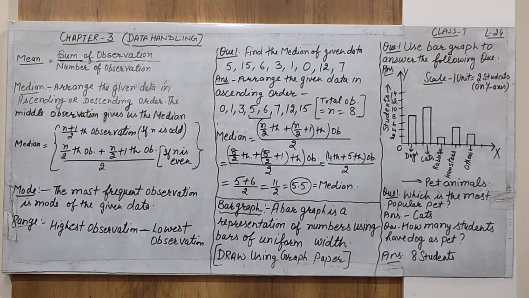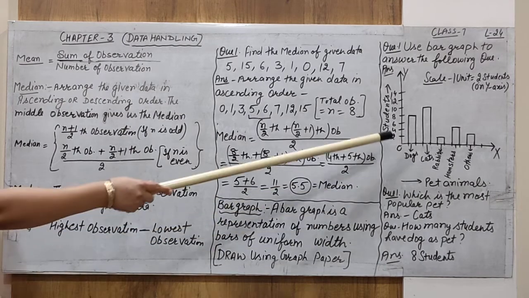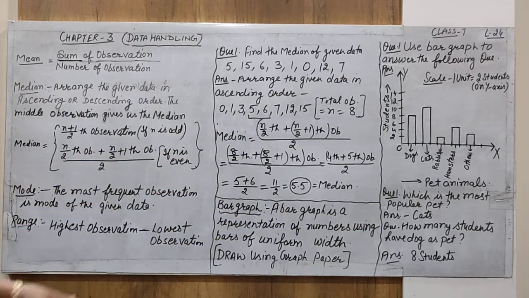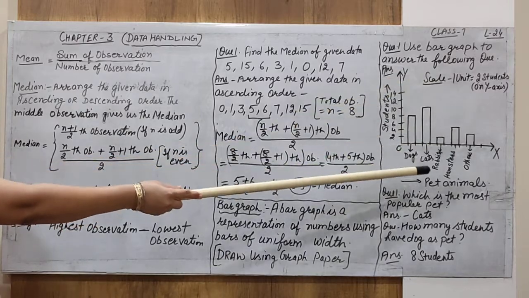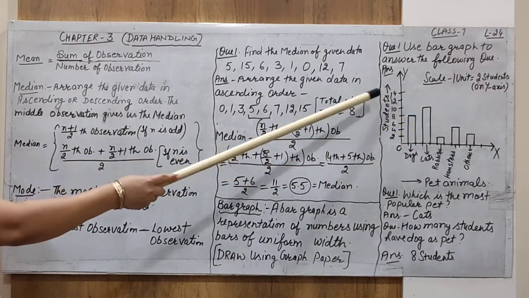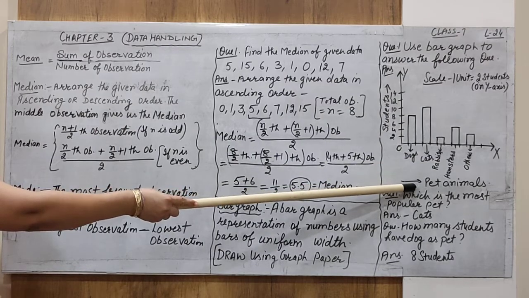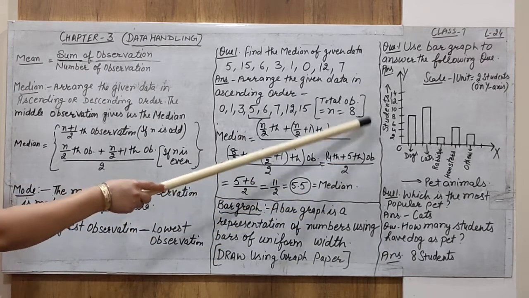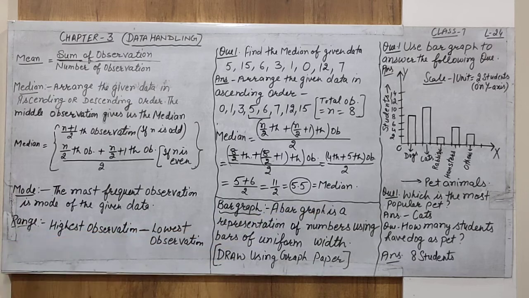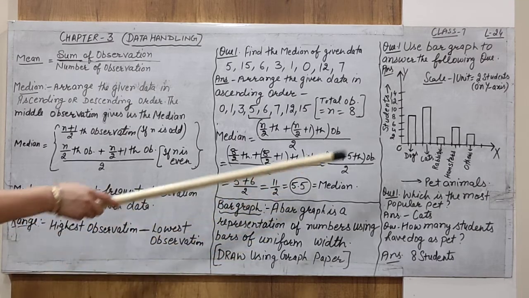And how many students use hamster as the pet? There are 5 students. So there are so many questions based upon the bar. But you must understand how we draw and how we observe this bar, how to connect these two pieces of information: the information given on the x-axis and the information given on the y-axis. Connect these two, only then can you give the answers from the bar graph. Alright, so you must read a little bit about the bars.